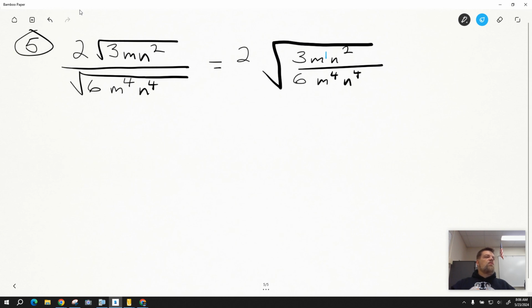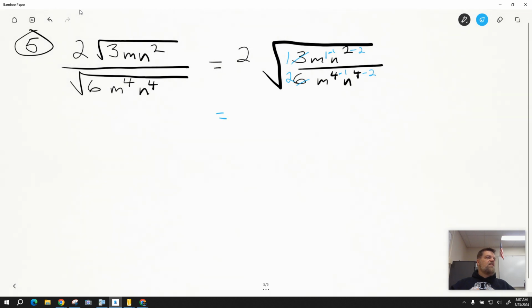Well, what does 3 over 6 reduce down to, guys? 3/6 is the same as what? You divide this by 3 and you divide this by 3, what do you get? That reduces down to 1 over 2, doesn't it? Now, this 1m is going to cancel with one of these m's on the bottom. And these 2 n's on the top will cancel with 2 of these n's on the bottom.